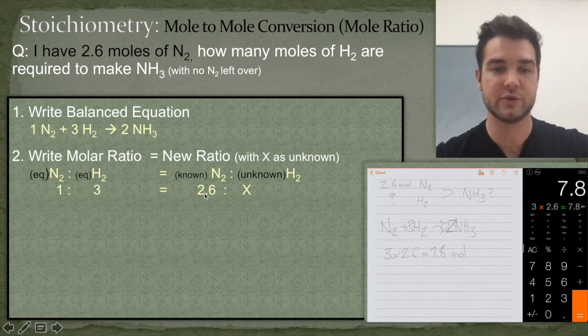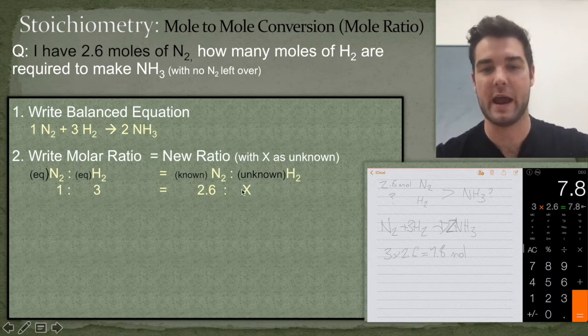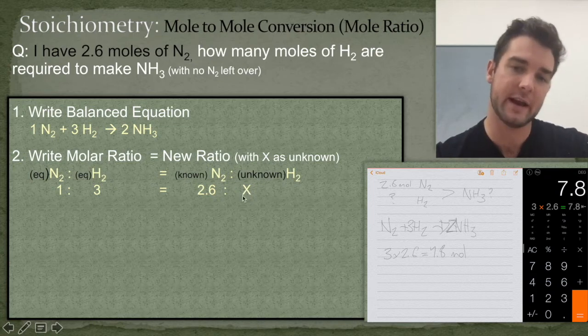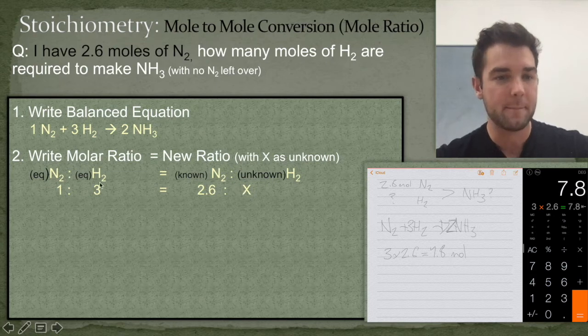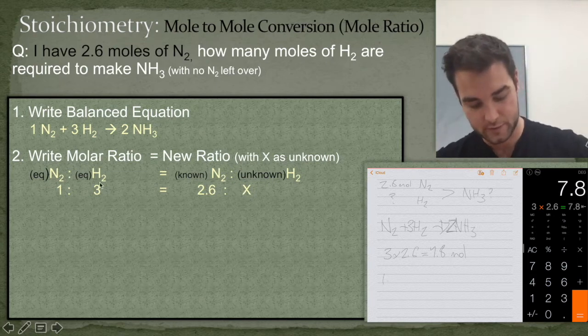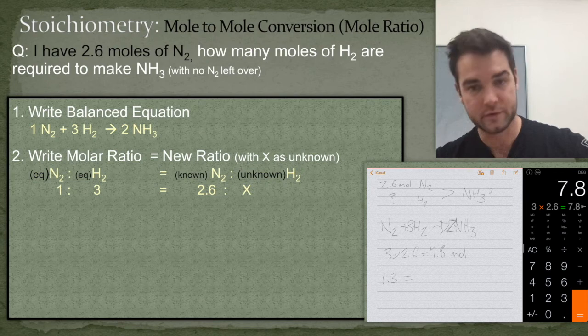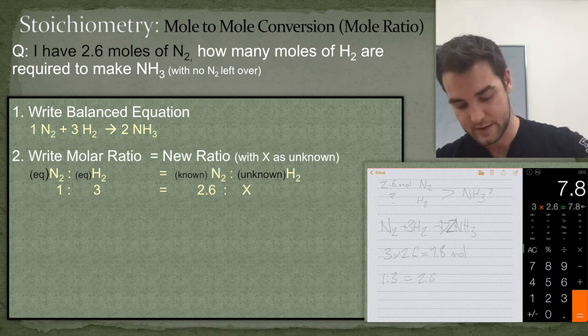The new ratio is 2.6 is to X. What's X? Well, we just worked that out in our heads as 7.8. But let me show you what you actually do. So 1 is to 3 is equal to 2.6 is to X.